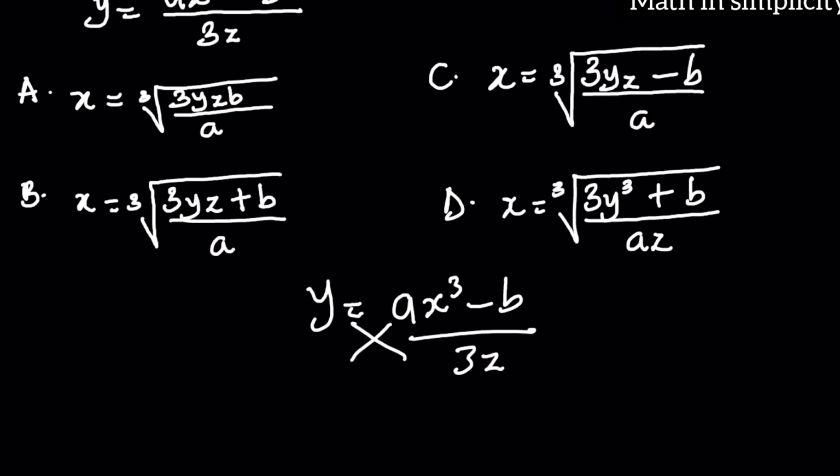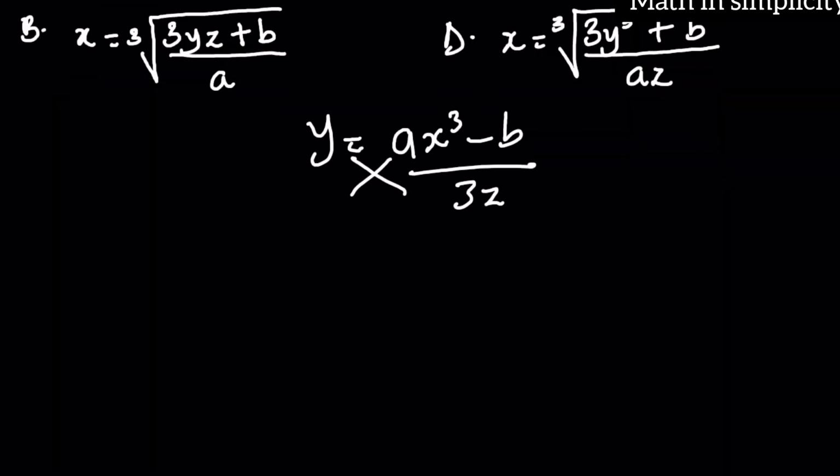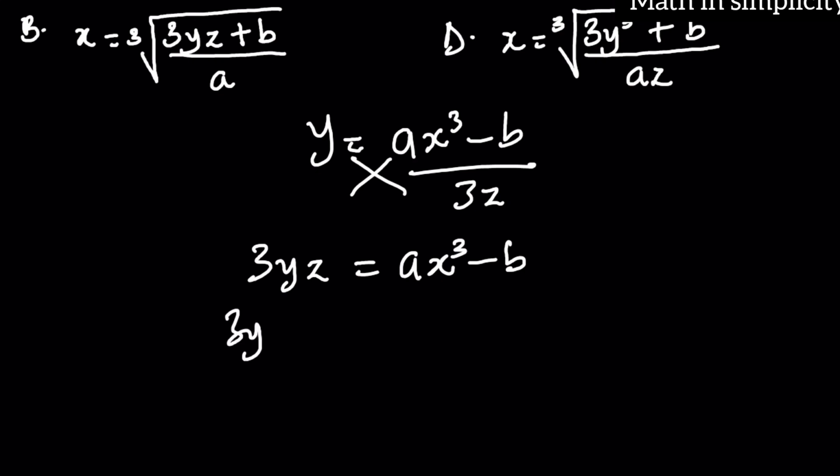So we can start by cross multiplying this equation. When we cross multiply, we have that y times 3z gives 3yz equal to as cubed minus b. You could possibly write this as 3zy, but it's still correct. We just like to write it in alphabetical order, so y before z. Since we are looking to make s the subject of the formula, we need to cross negative b. So this becomes 3yz plus b equal to as cubed.